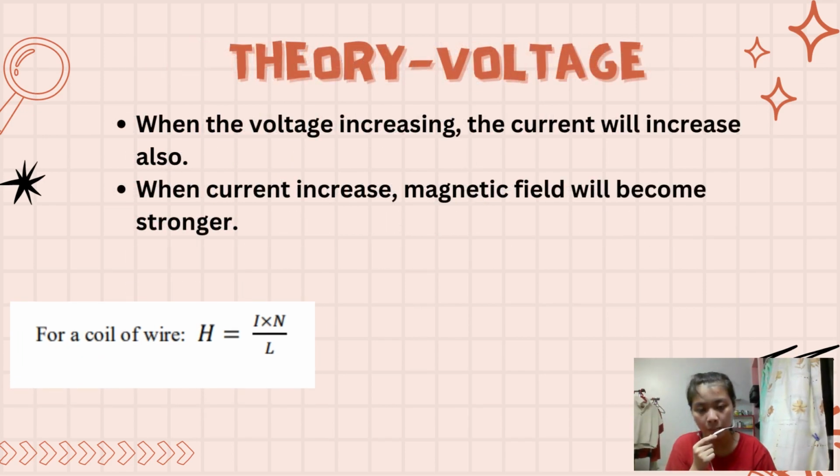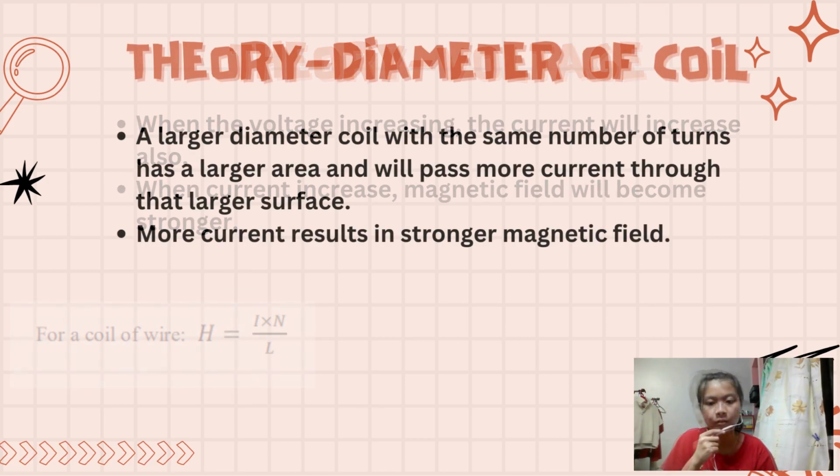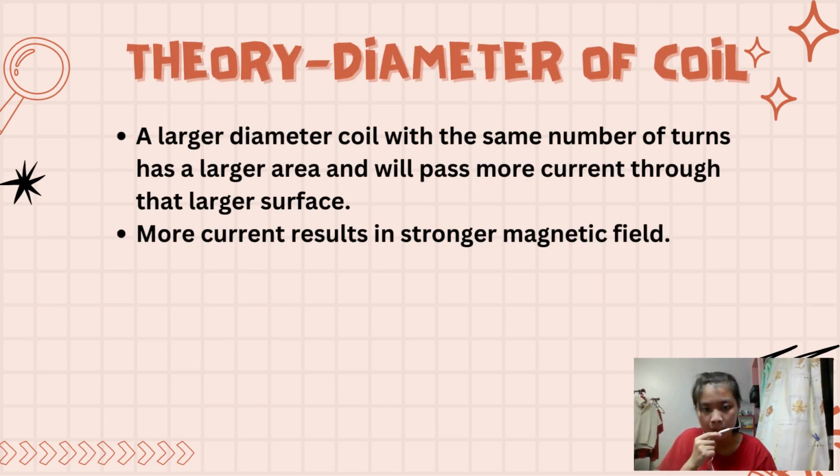The second theory is about the voltage. When voltage increases, the current will increase also. So when current increases, it will result in a stronger magnetic field. This can also be proven by the relationship as shown in the slide. The third theory is about the diameter of a coil. A larger diameter of a coil will have larger surface area and it will pass more current through it. And more current will result in a stronger magnetic field. And these are the few factors which will affect the strength of the solenoid and also affect the strength of the magnetic field.